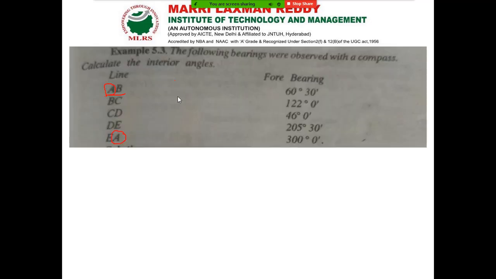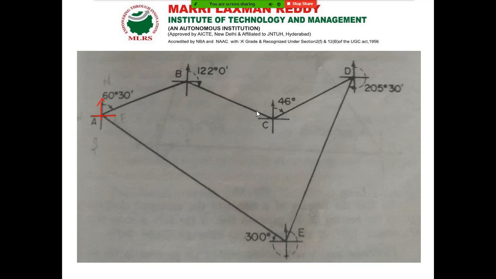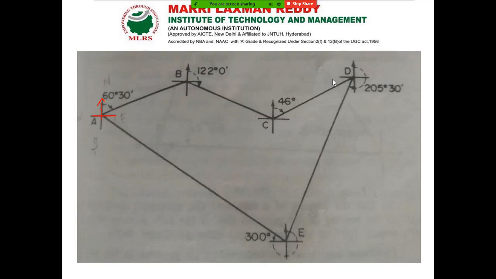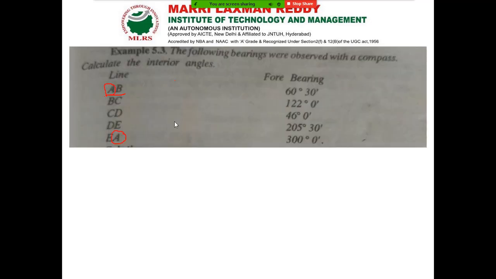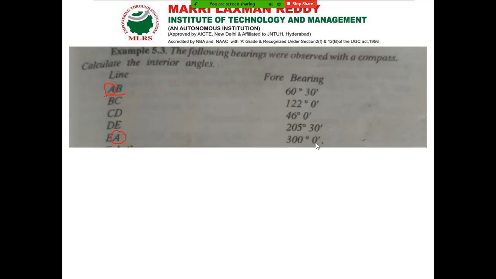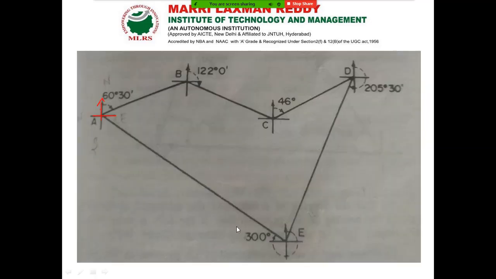Then for the line BC it is 122 degree, which lies in the second quadrant. For the line CD it is 46 degree, which is in the first quadrant, so the diagram will be like this. For the line DE, 205 degree 30 minutes, this is in the third quadrant, so our line will be like this. Then the last, EA 300 degree, lies in the fourth quadrant, so it should meet at point A. Likewise we have drawn the diagram.